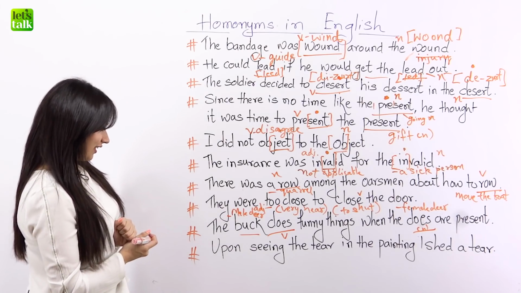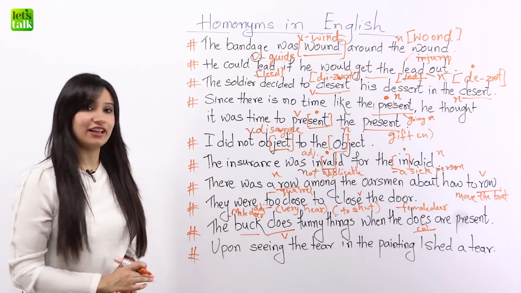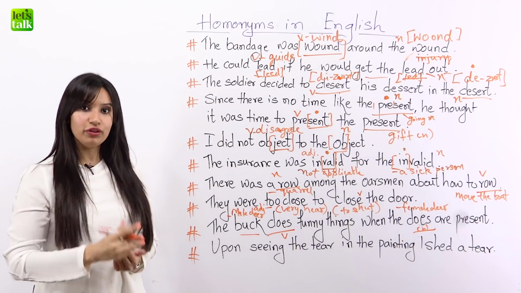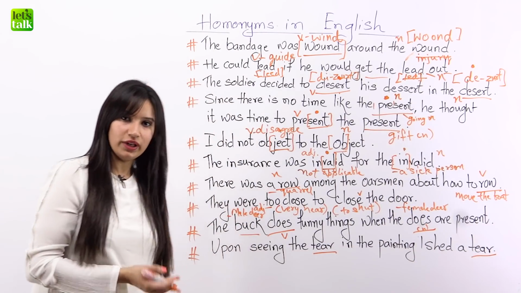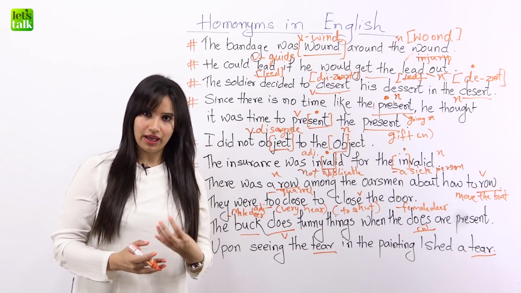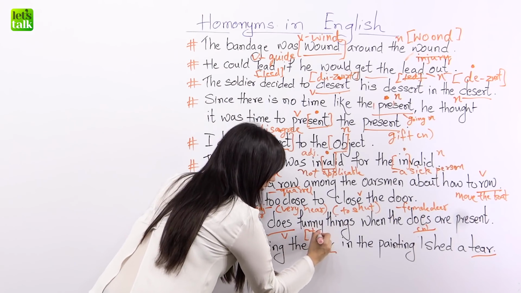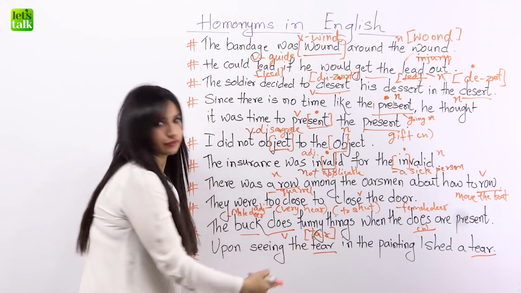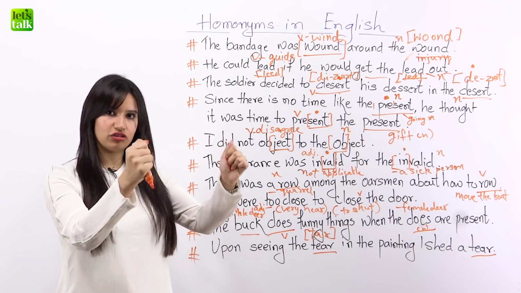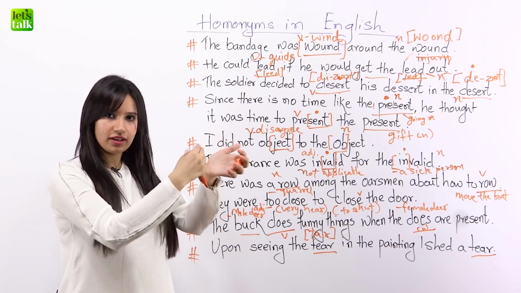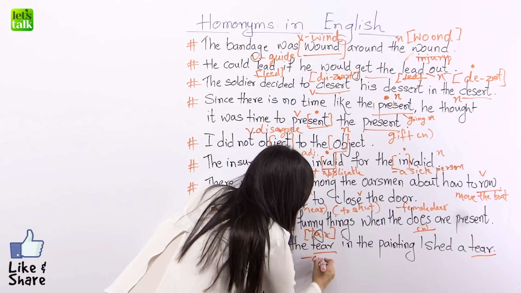Let's look at the last sentence that we have. Upon seeing the tear in the painting, I shed a tear. So I'm pronouncing these two words very differently. This is a very common mistake. We end up pronouncing both of these words in the same manner, but they're pronounced differently. Upon seeing the tear, T-A-I-R is how I would pronounce it. But I'd write it, of course, like that. So upon seeing the tear in the painting, tear is when something is cut into parts, you know, there's a cut in the painting. That's when I say tear. And it is a verb.